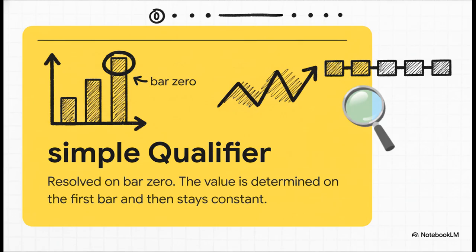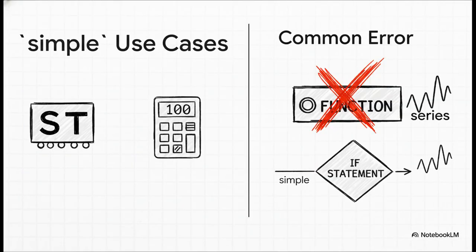This one is our middle ground. A simple value is figured out on bar 0, that is, the very first historical bar the script can see. Once it's calculated on that one bar, its value is locked in and stays the same for all the other bars that follow. This is perfect for stuff like the ticker name, which the script only knows once it starts running on a chart. And here's a crucial point.